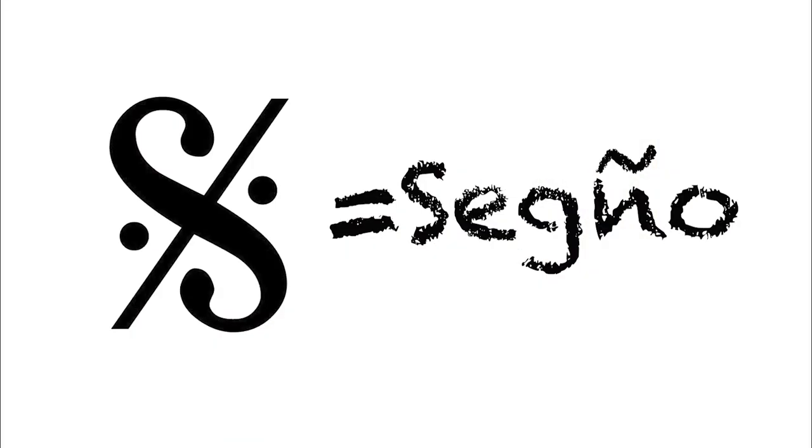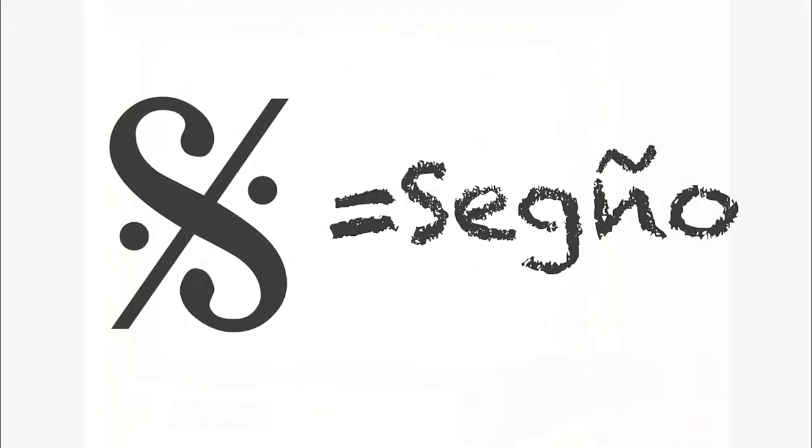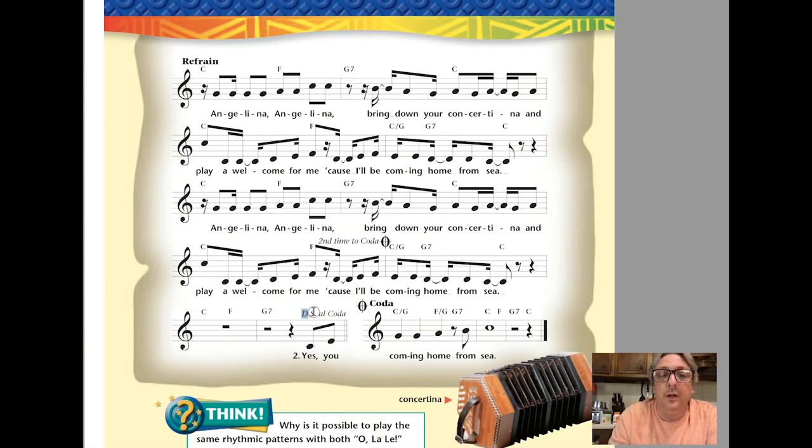Let me see if I can get this thing up here a little bit quicker. All right, Segno. Well, Del Segno al Coda. You see it down here in the bottom. All right, Del Segno al Coda. Now, Del is just like in D.C. al Fine, and we have repeats earlier. We have D.C. al Fine. D.C. al Fine means go to the top and then finish.